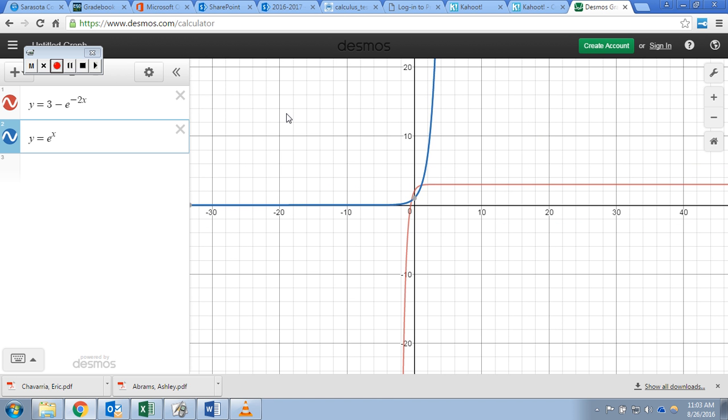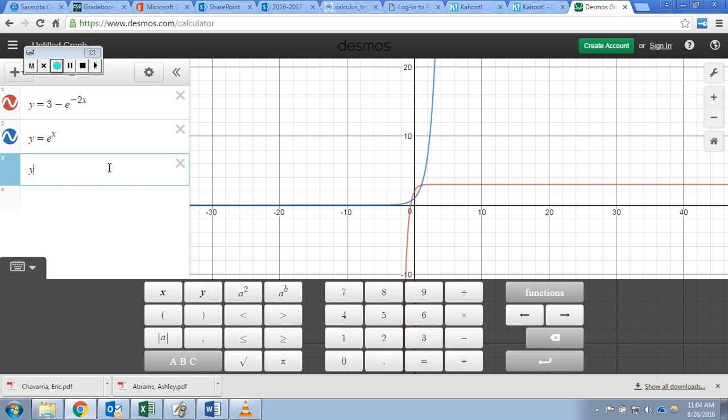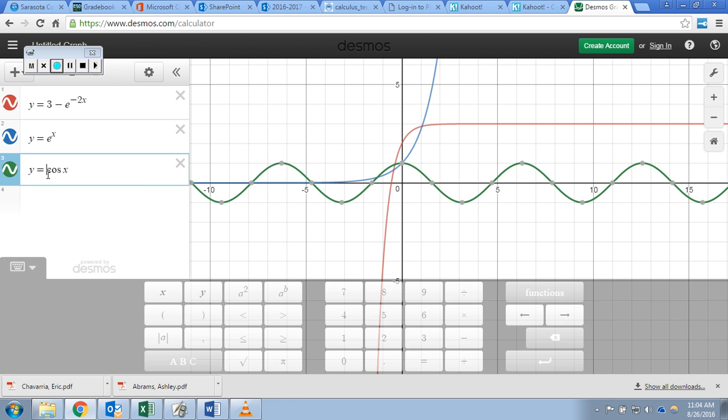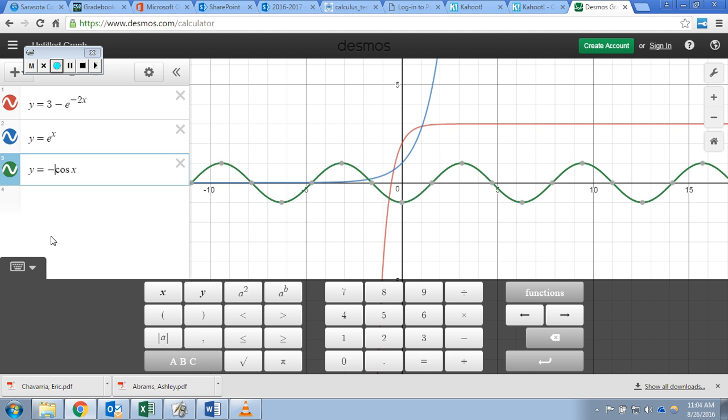This is a great tool to review all kinds of things if you guys have forgotten what absolute value, exponential functions look like. It's fantastic, and it's great on a mobile device. It works great on an iPhone without even having to install an app. Y equals cosine x, boom, there it is. You can manipulate that. If I put a negative sign, it'll flip it like this.